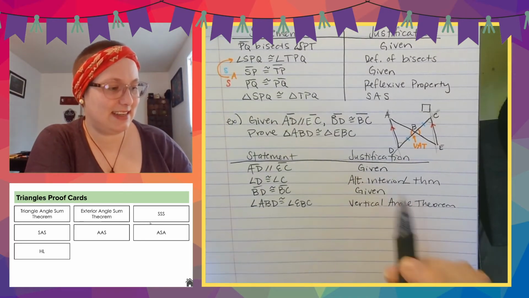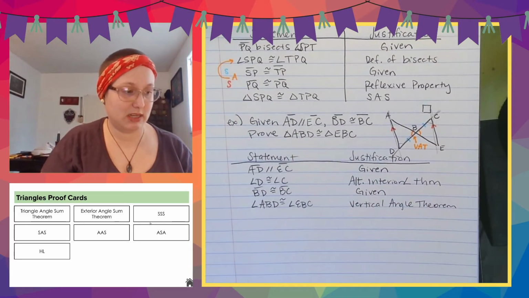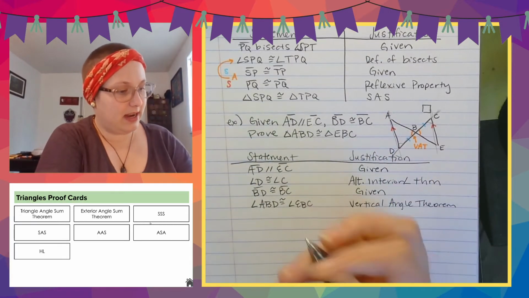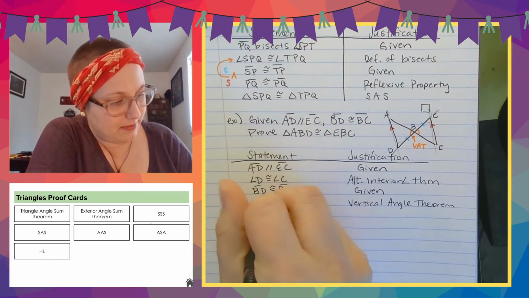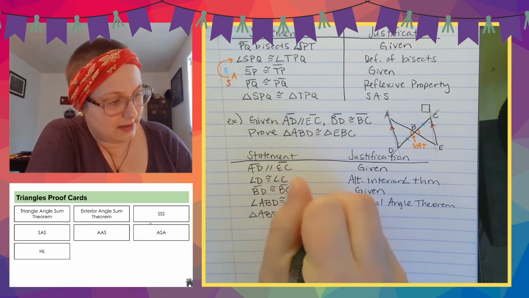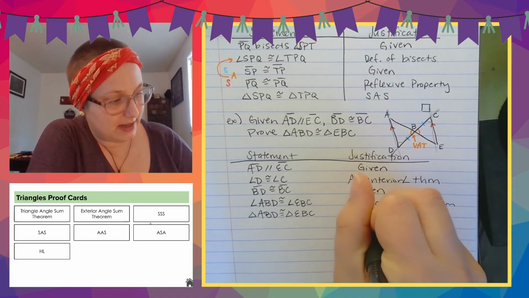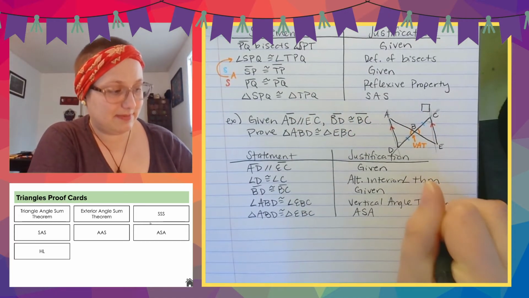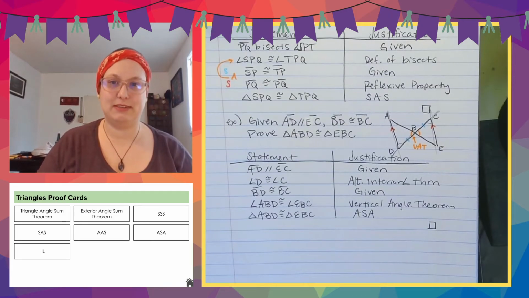Okay, and then let's see. Let me just mark it up here. I have angle, side, angle. So then I know that triangle ABD is congruent to triangle EBC because of angle, side, angle. I'm done. Let me go find another one because I do have enough room for it.